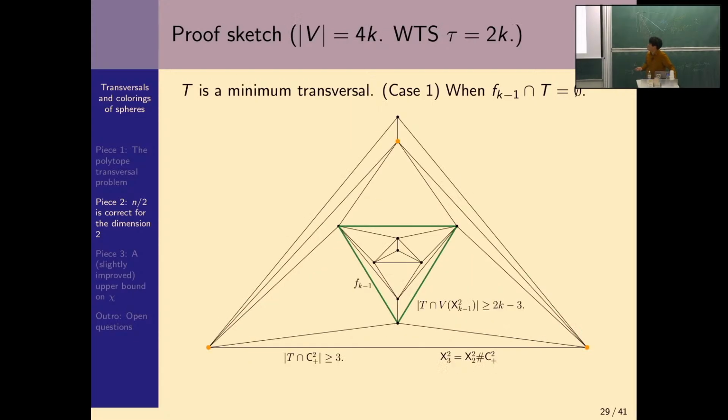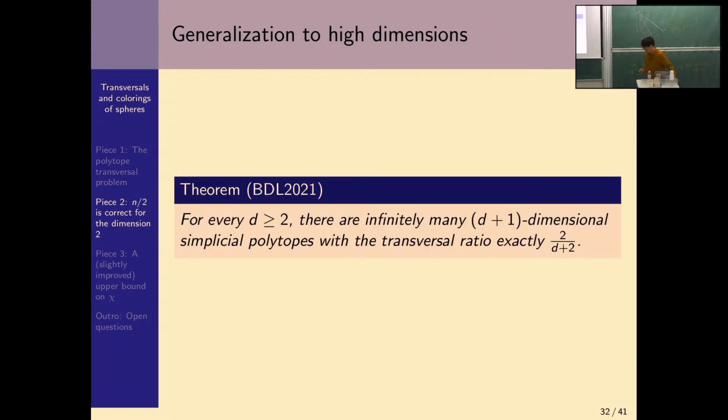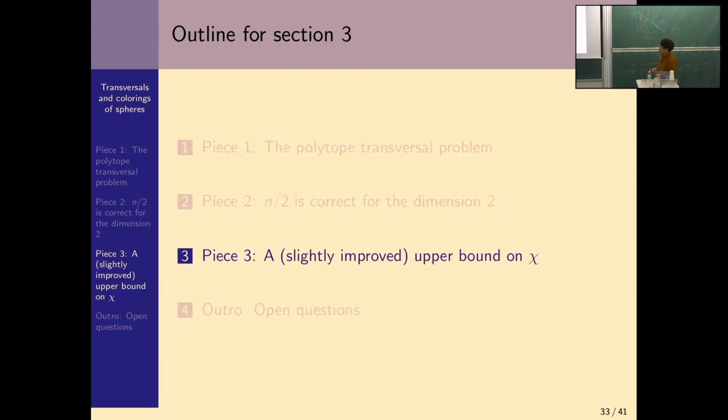But anyway, this turns out to be a correct answer. And actually, we could generalize this result to arbitrary d, like this. When you plug in d equals 2 in here, this becomes 2 over 4. Okay, so this was the second piece, and I'll just briefly introduce the third piece.